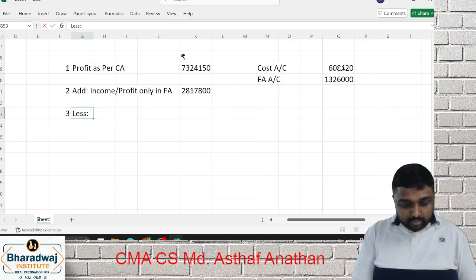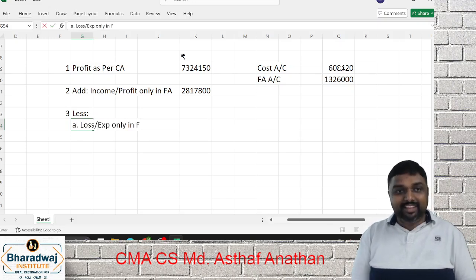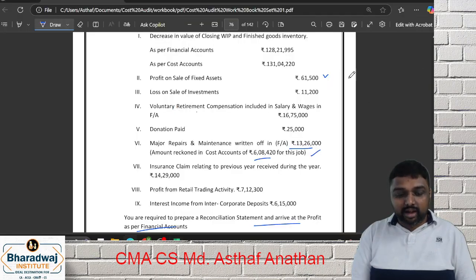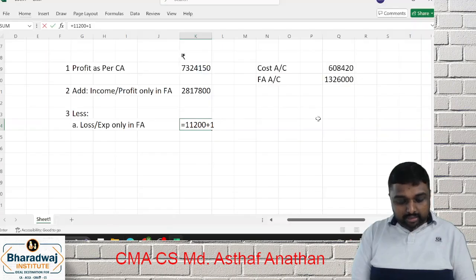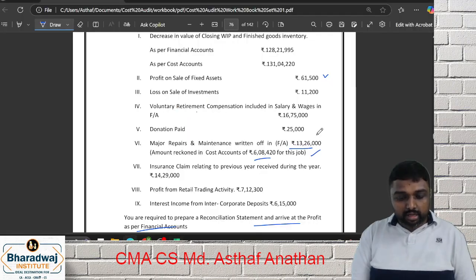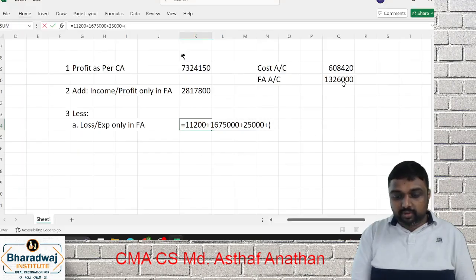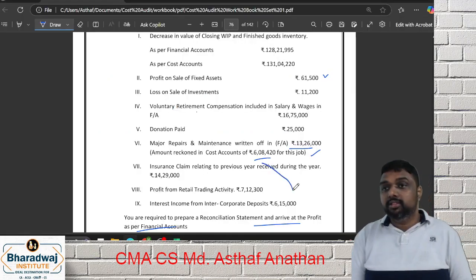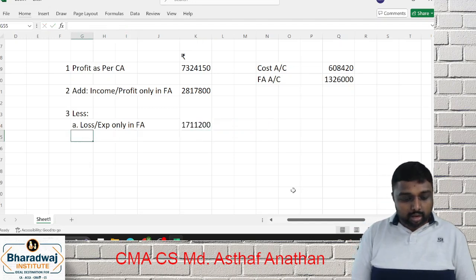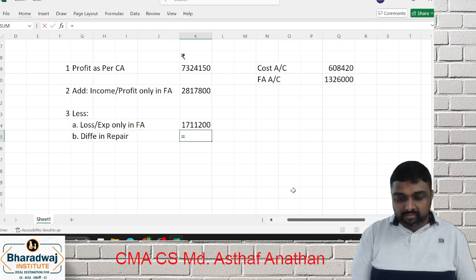Less means we have loss or expense, which appear only in financial accounts. Shall we start, friends? We have loss of 11,200. Next, voluntary retirement 16,75,000. Donation paid 25,000. Then the difference, which we said we will take separately. Insurance claim, these are all income only. So three items. Now you can go for difference in repair.